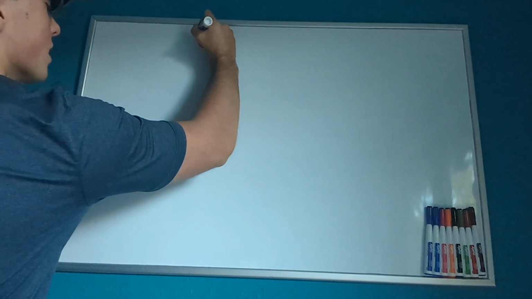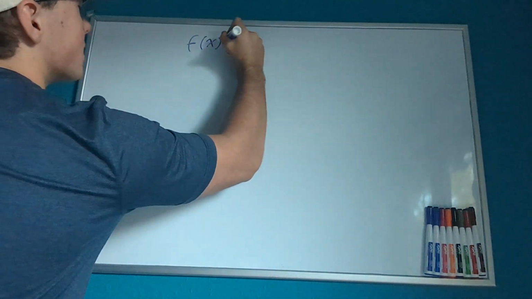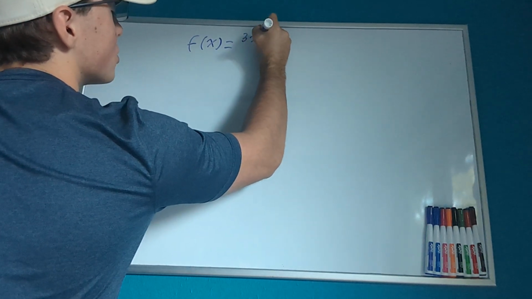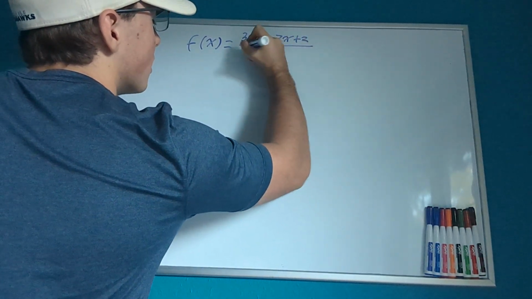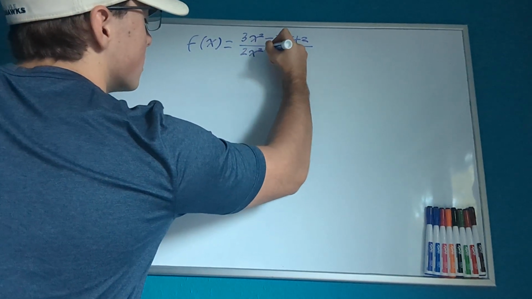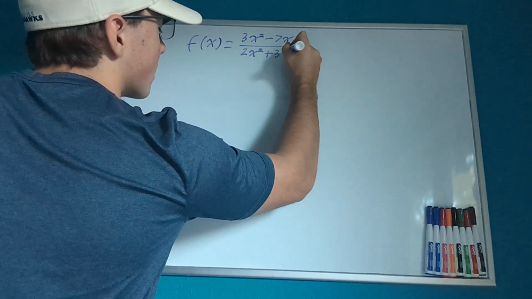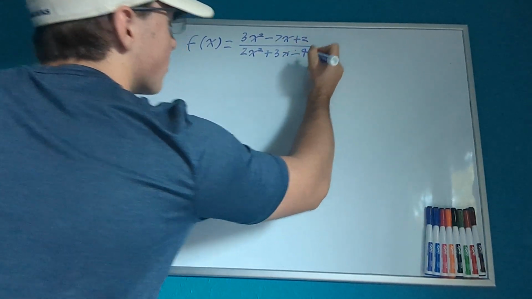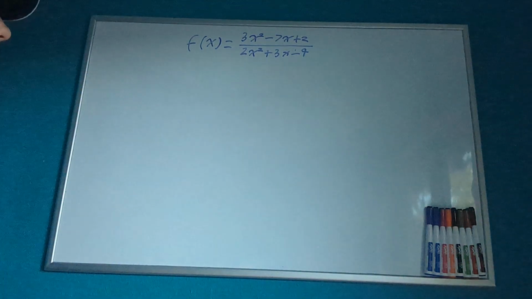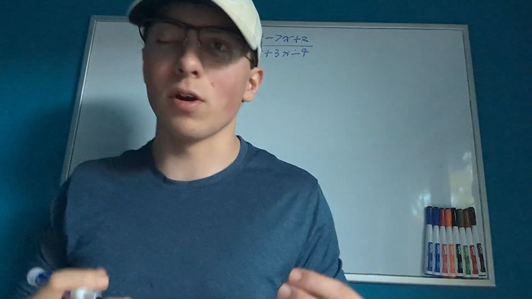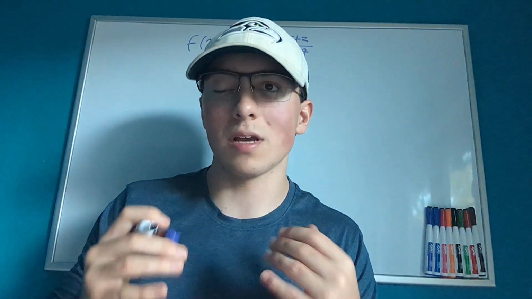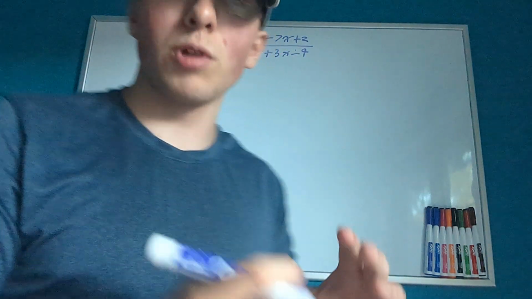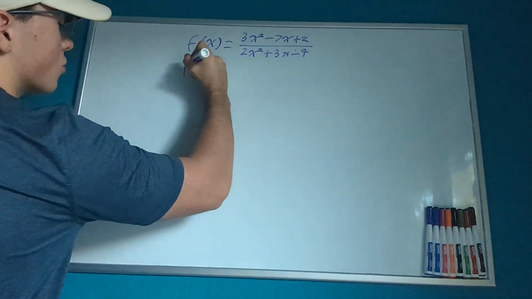So let's say we have a function f of x, and let's say it's 3x squared minus 7x plus 2 divided by 2x squared plus 3x minus 9, right? And we want to find the horizontal asymptote. Well, how do we do that? What does a horizontal asymptote mean? It means as x approaches infinity, y will approach some specific number, right? So what do we want to do? We want to take the limit as x approaches infinity.